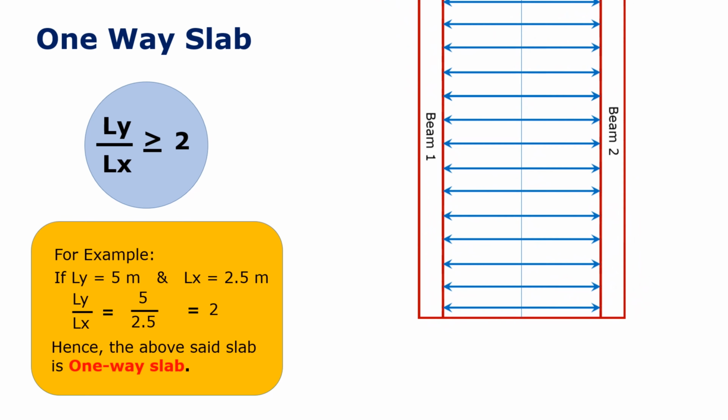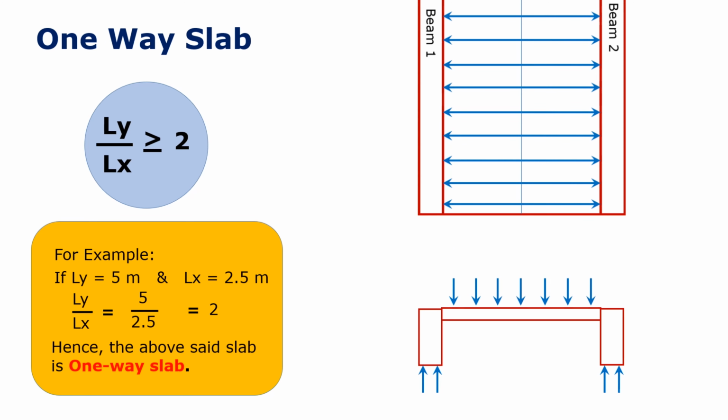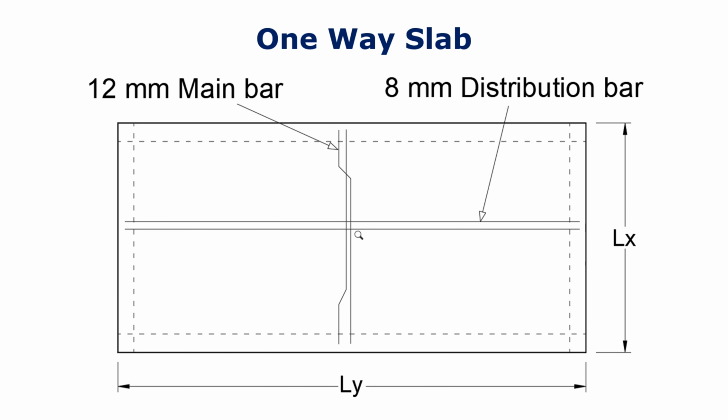Now let's see the reinforcement details of one-way slab. Under the application of load, the slab will bend along the shorter span, resulting in maximum bending moment acting at the center of the slab. Hence, the main reinforcement bar will be provided in the shorter span, where the bending moment will be high. The distribution bar will be provided in the longer span for the load distribution purpose. Let us see a drawing of a typical slab where we can see the main bar of 12 mm diameter is provided on the shorter span and the distribution bar is of 8 mm which is provided on the longer span.